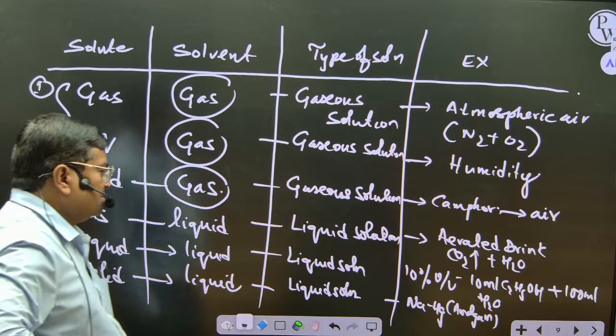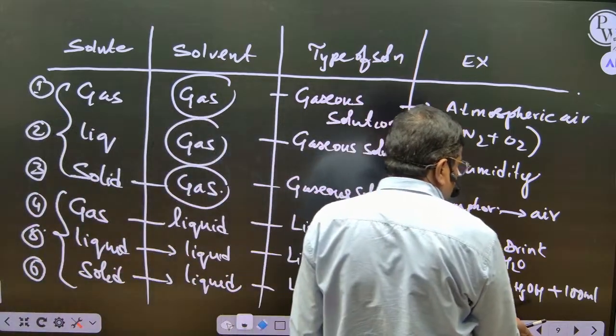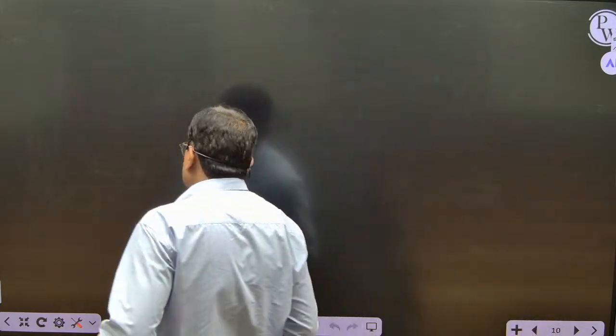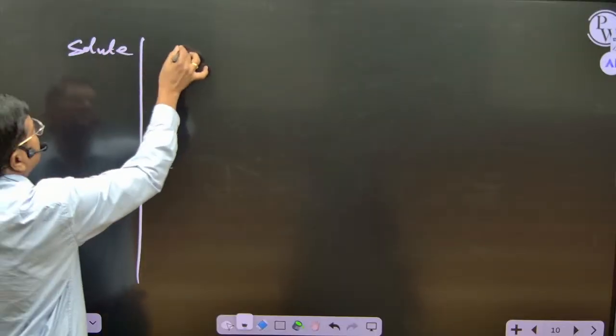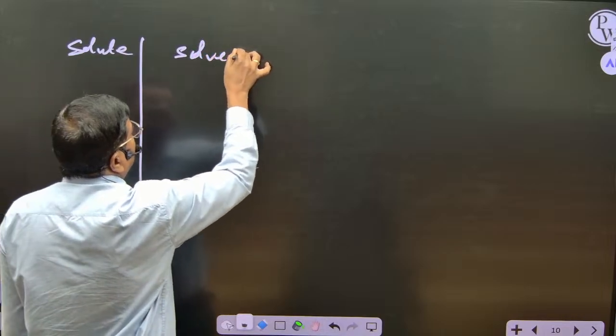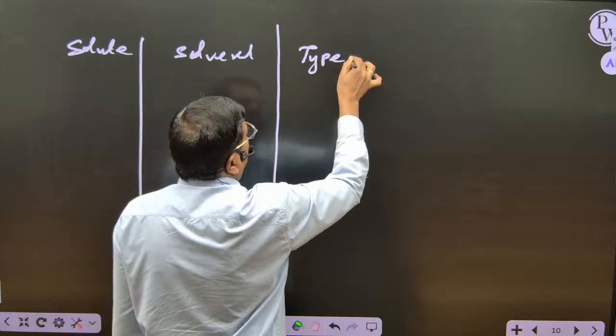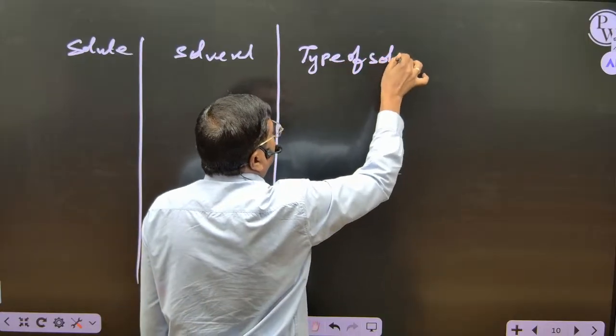Then now we go for next. What is the next category we are having? Solid solution. Solute, solvent, type of solution, and example.